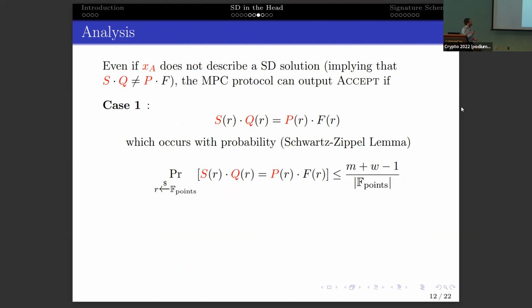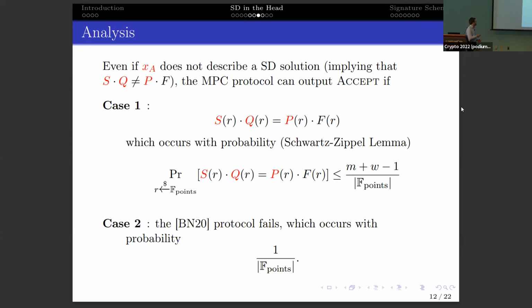Even if XA doesn't describe a syndrome decoding solution, sometimes the MPC protocol will output accept, in two cases. Even if we don't have the wanted relation, we can have the equality for a given point. But this case will occur with only small probability, and this probability is given by the Schwartz-Zippel lemma. The second case is when the BN20 protocol fails to check the relation. This case occurs only with small probability, which is 1 over the size of the field where the point R is sampled.